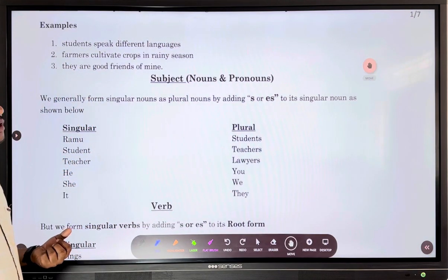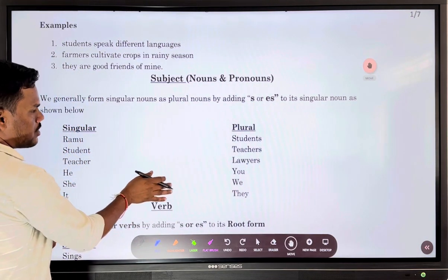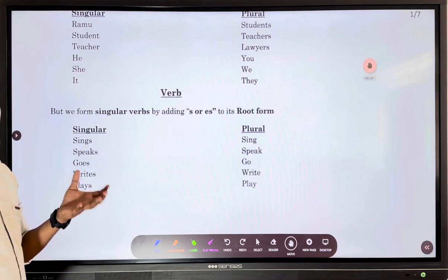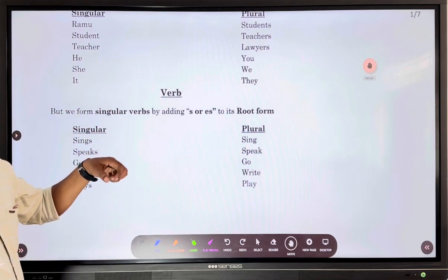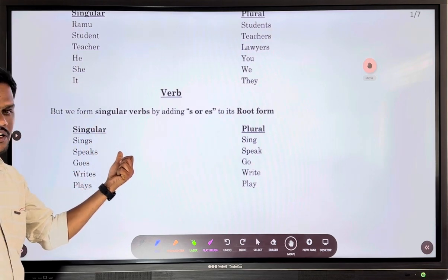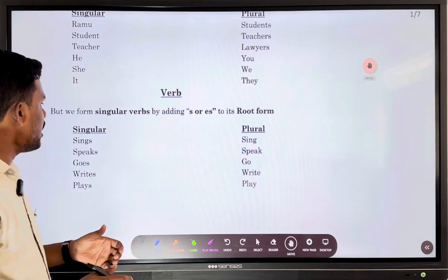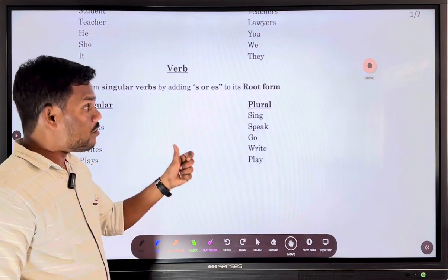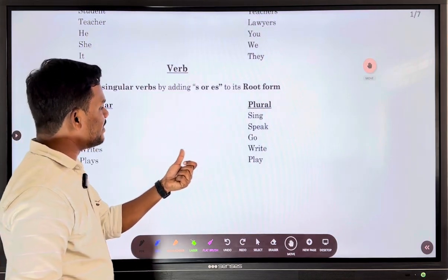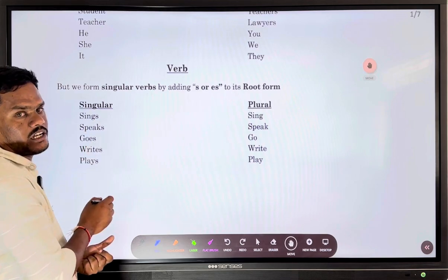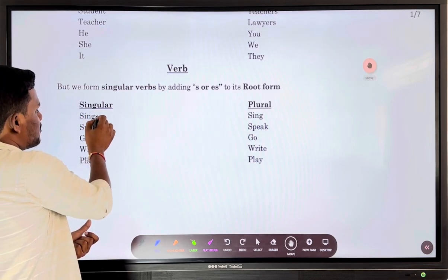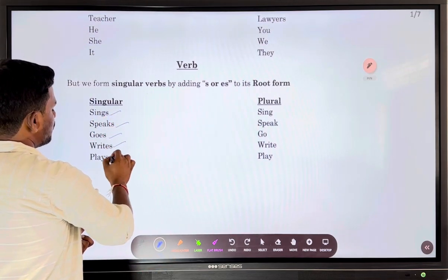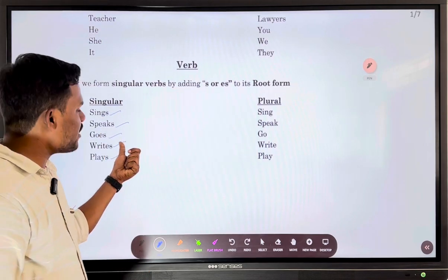After knowing the singulars and plurals in nouns and pronouns that we get in subject places, when it comes to verbs, we generally form plurals by adding s or es in nouns. But when it comes to verbs, it is totally opposite. See, if you add s or es to a noun, then it becomes plural. But when we add s or es to a verb, then it becomes singular. That's what makes me write sings, speaks, goes, writes, plays. All these verbs have s or es at the end of the word.